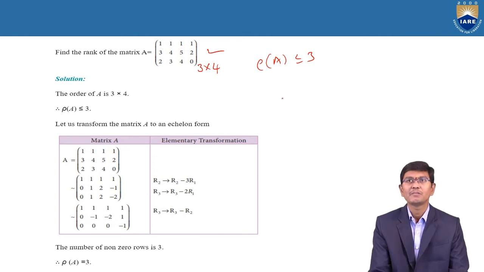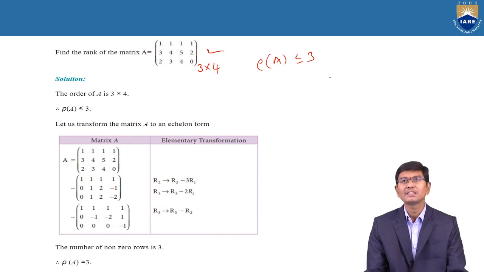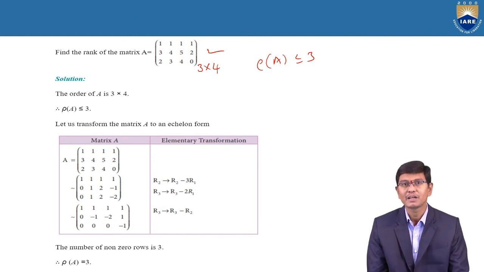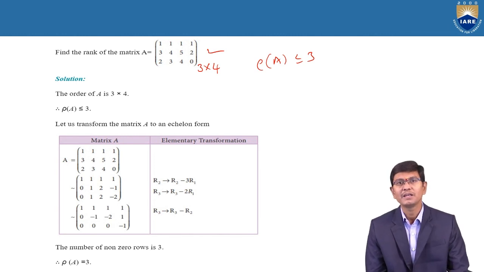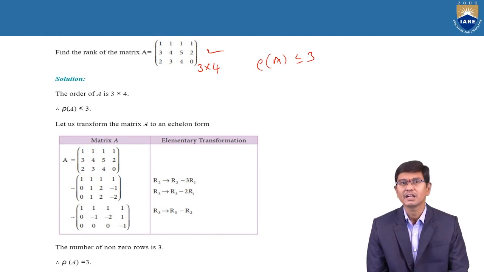Because for a matrix A of m cross n, the rank of the matrix is at most the minimum of m and n. Based upon this condition, the order of the matrix is 3 by 4, so automatically the rank of A is less than or equal to 3. It may be 3 or something less than 3. That is a property of the given matrix. Now we want to check what the rank of the matrix is.